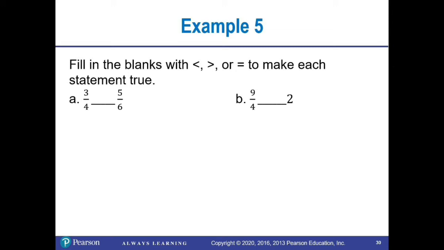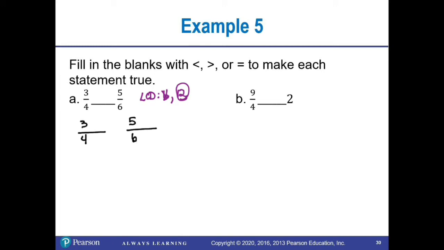Now, I like to use a common denominator to compare my fractions. To find my common denominator in part A, I start with my larger denominator, which is 6. 4 does not divide into 6 evenly, so 6 is not the LCD. The next multiple of 6 is 12. 4 does divide into 12 evenly, and so 12 is my LCD.